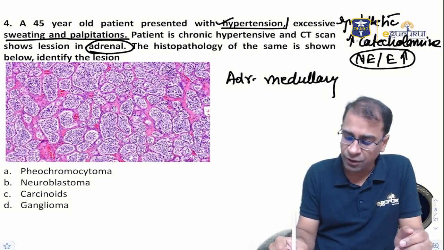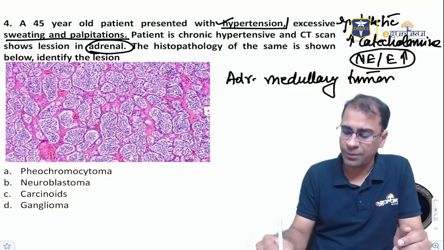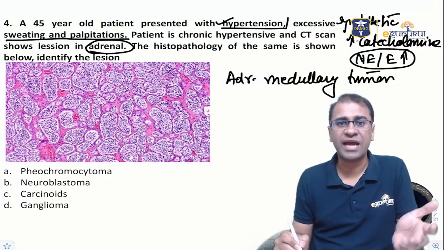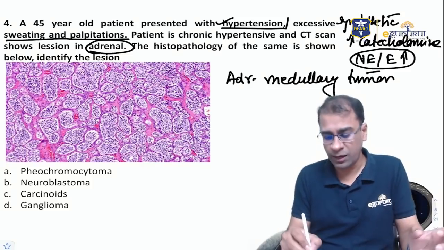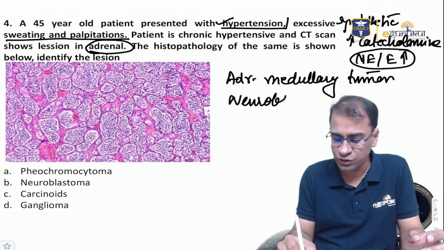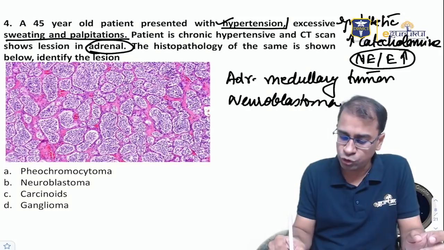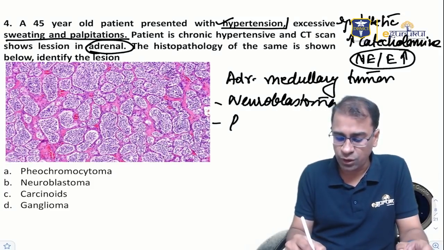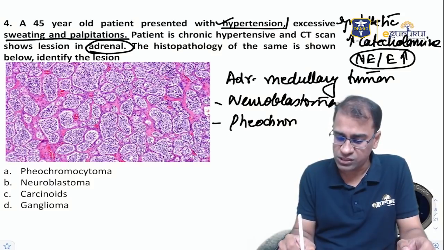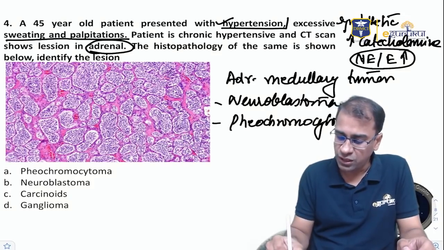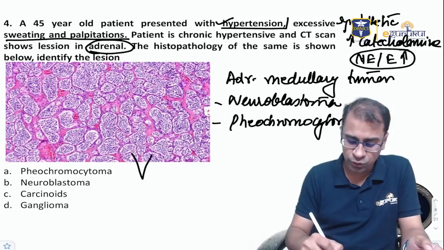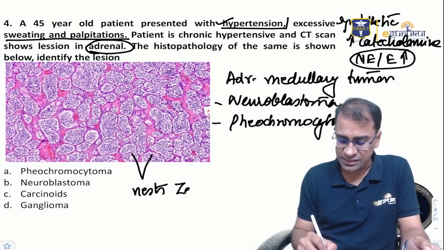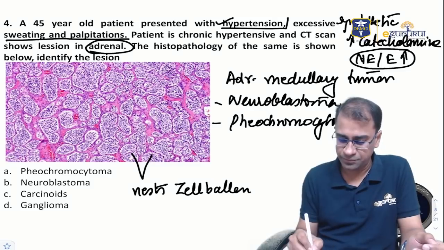So when you say adrenal medullary tumor, there are two types of tumor you can come across. In the adrenal medulla, a tumor can be of sympathetic ganglions, which can be a neuroblastoma, or it can be a tumor of the catecholamine-producing cells, which can be a case of pheochromocytoma. Now look at the histology. The histology is showing you tumor nests. These nests are called the Zellballen pattern.